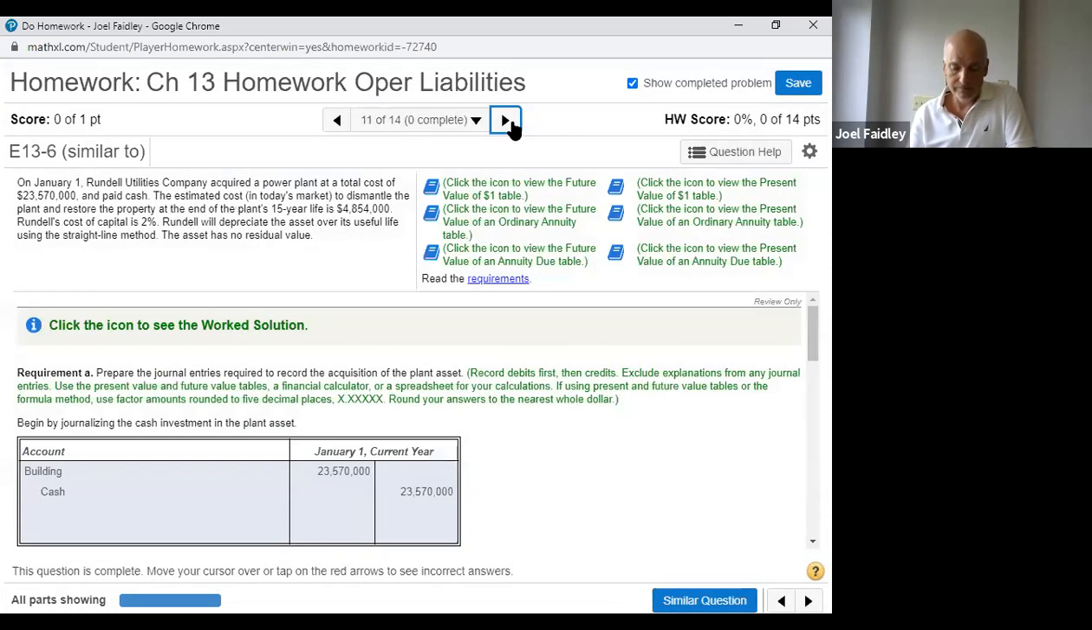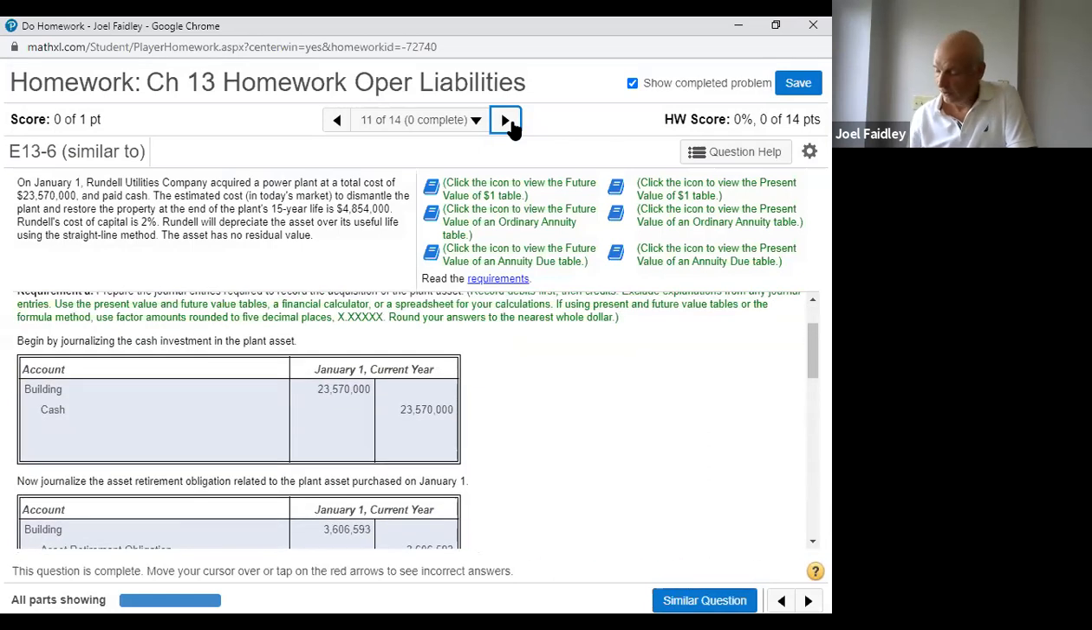All right, number 11. Here's a long one. This is the ARO problem. Let's see if we can work through that. I may have to try and do this on the notepad there. Here we've got ARO, Asset Retirement Obligation. This company bought a power plant for $23,570,000, paid cash. The estimated cost to dismantle this plant, restore the property, at the end of the plant's 15-year life is $4.854 million.